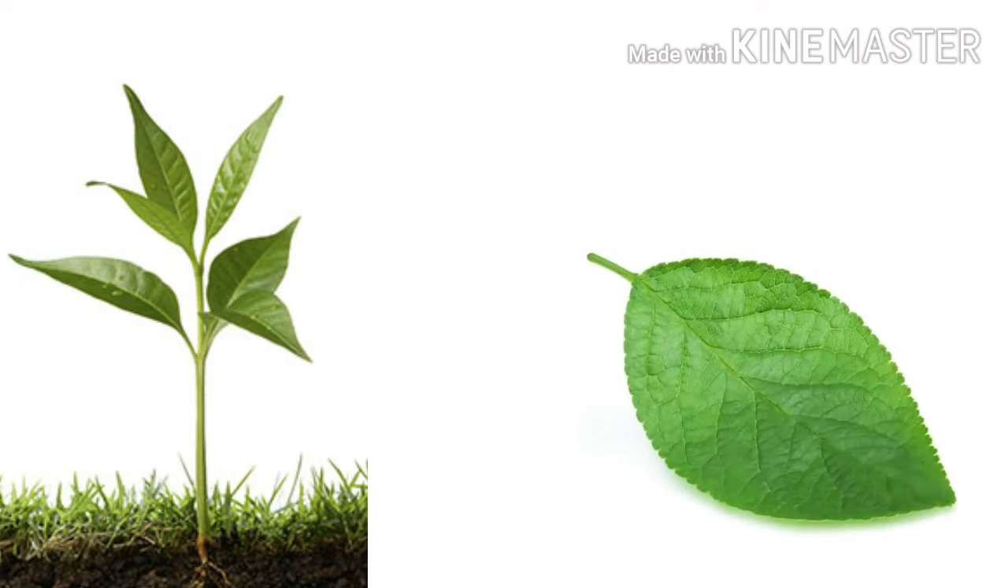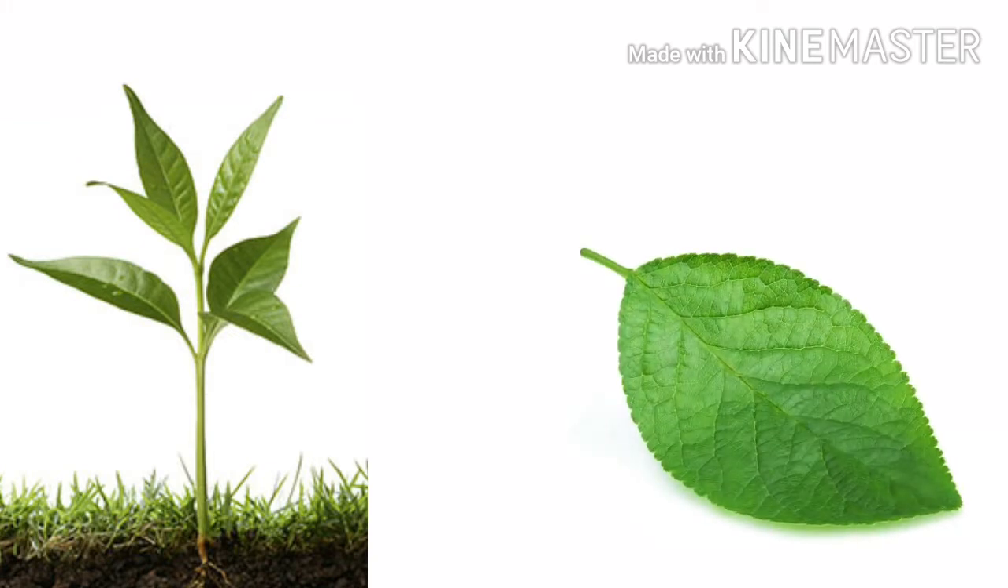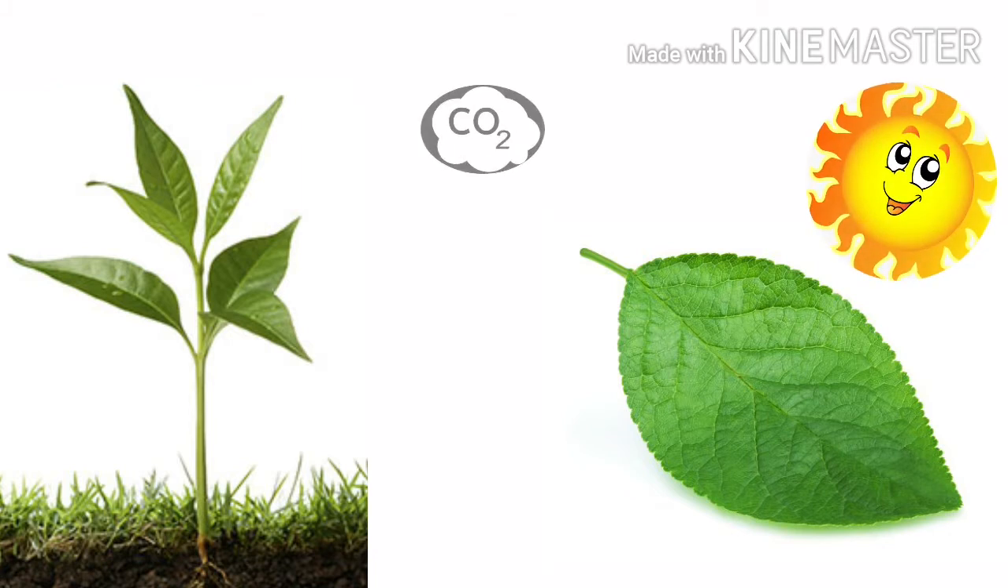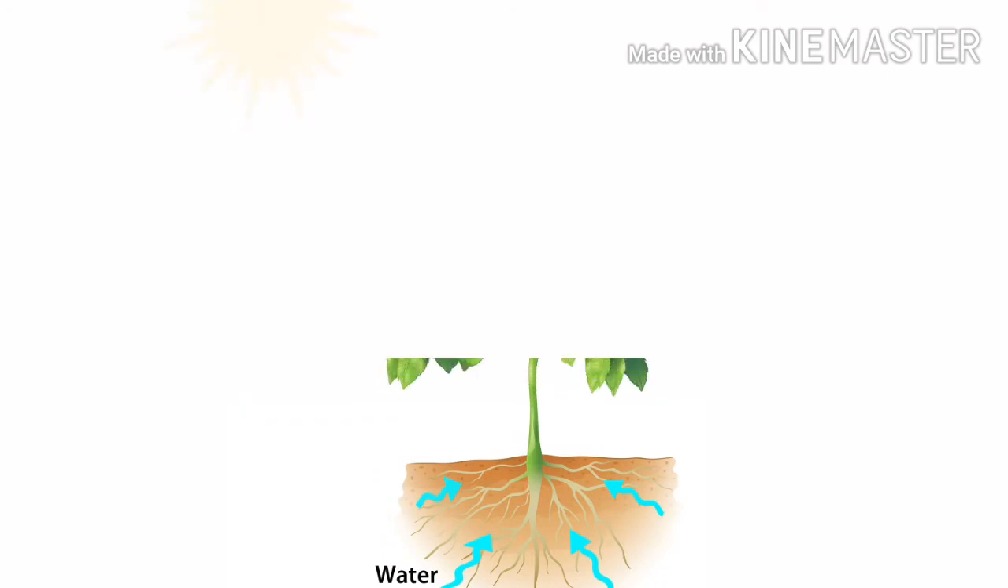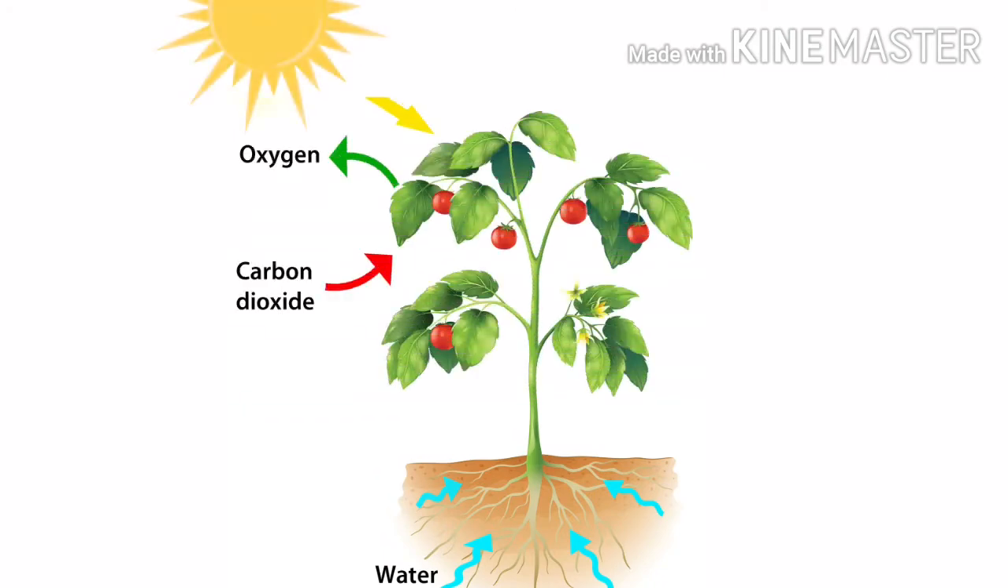Plants make food in their leaves by the process of photosynthesis using raw materials like sunlight, carbon dioxide and water. These raw materials are supplied to them from different sources. Carbon dioxide is supplied by air, while water is taken up by the roots from the soil. The energy to prepare food comes from the sun.